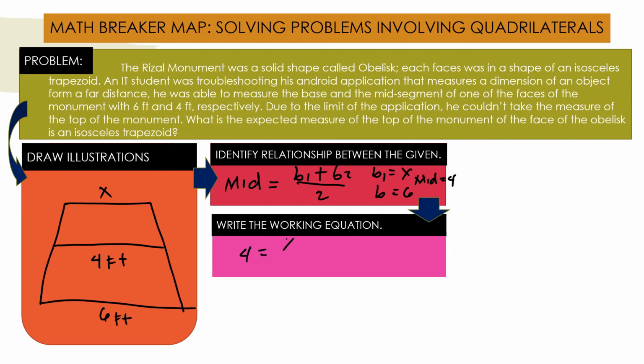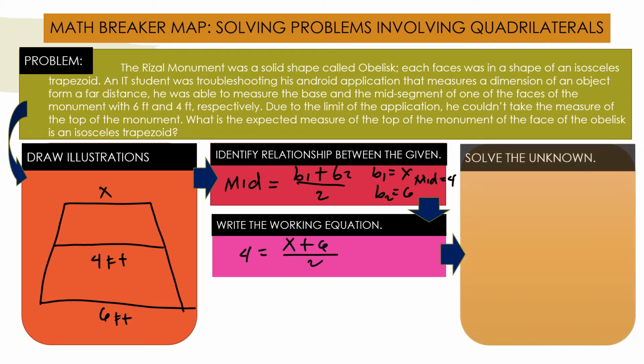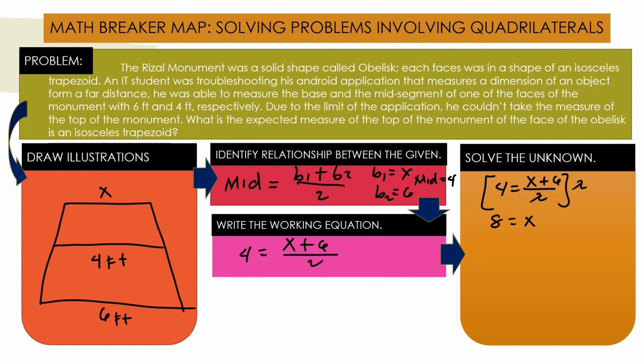B1 is x plus B2, which is 6, all over 2. Let us solve for the unknown. We'll now have 4 is equal to x plus 6 all over 2. Multiplying both sides by 2, it will become 8 is equal to x plus 6. On this side of the equation, 2 will be eliminated or divided out. So by the addition property of equality, we can have x is equal to 8 minus 6. x is equal to 2.